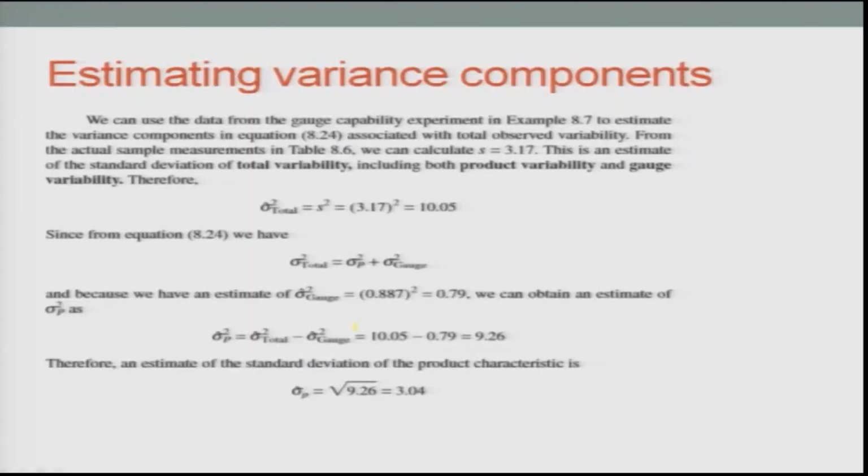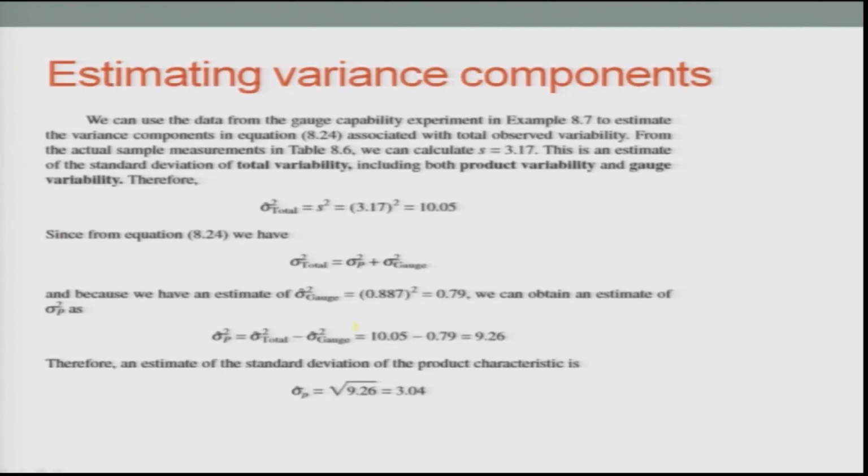So, further on, if you want to estimate the variance components, we can use the data from the gauge capability as shown in example 8.7 to estimate the variance component, and the equation, as I mentioned, was 8.24 in the book of Montgomery, which is associated with total observed variability. From the actual sample measurements given in table 8.6, we can calculate the standard error which for the sample comes out to be 3.17. This is an estimate of the standard deviation of the total variability, including both product variability and the gauge variability.